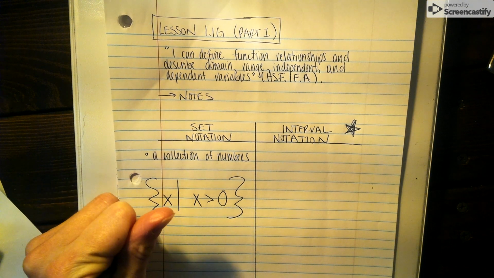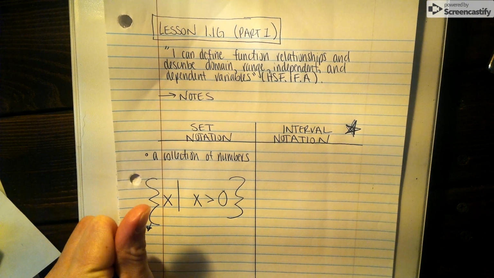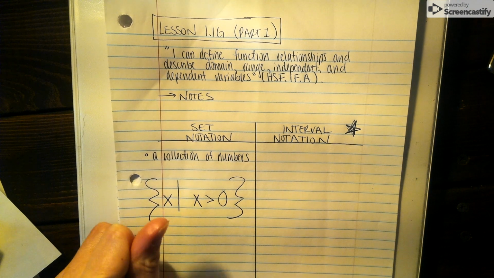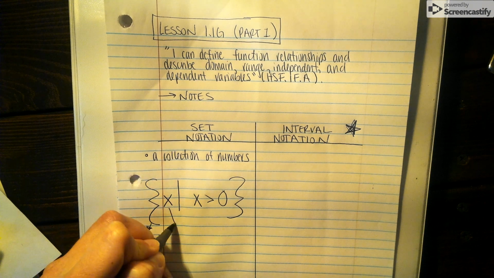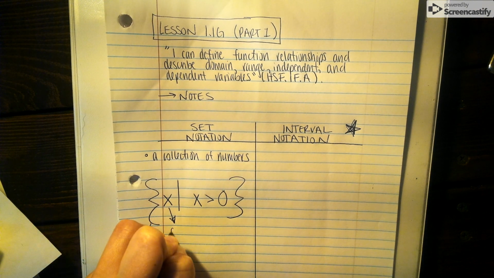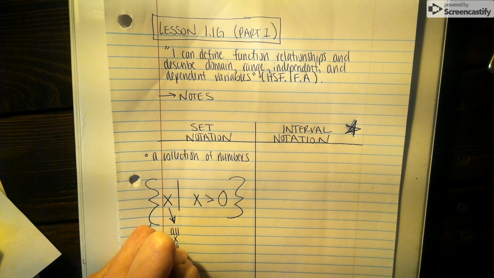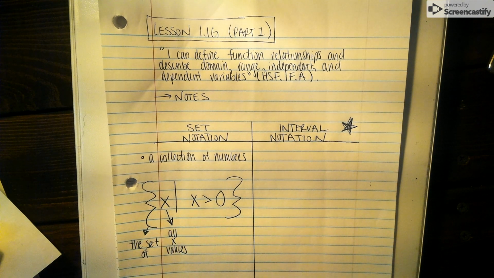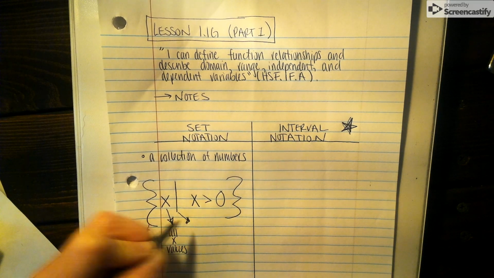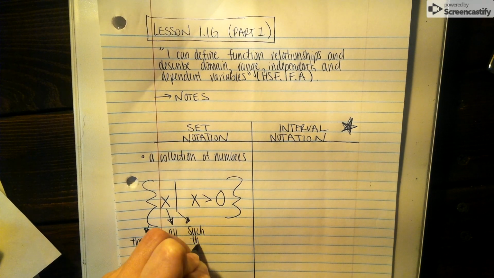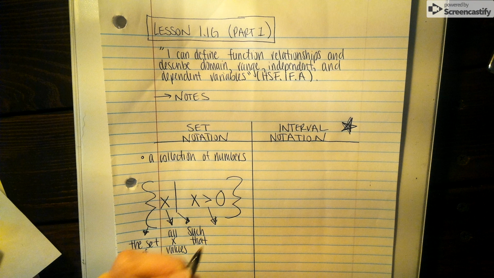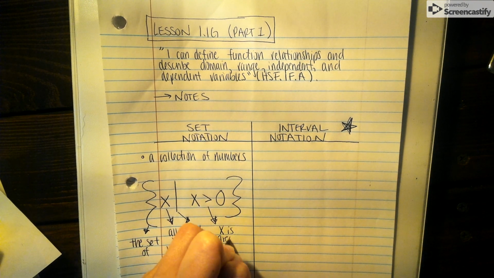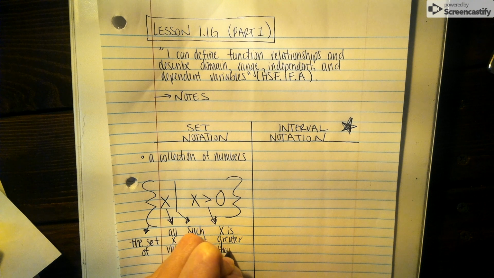The fancy bracket, when we look at that, what we say is the set of. The set of. For the x, that means all x values. This bar in words means such that. And then obviously this inequality here as a whole means x is greater than 0.